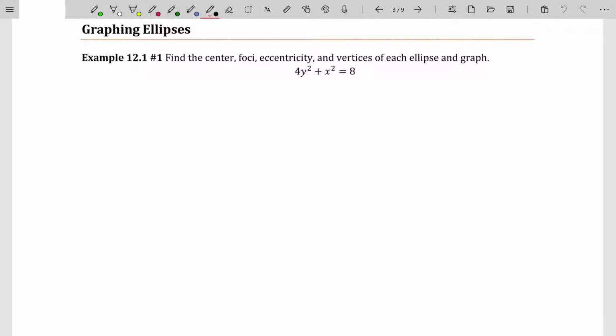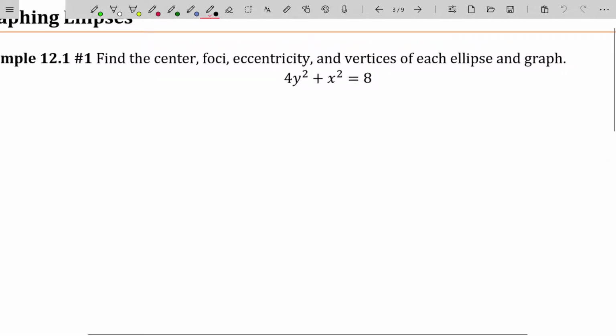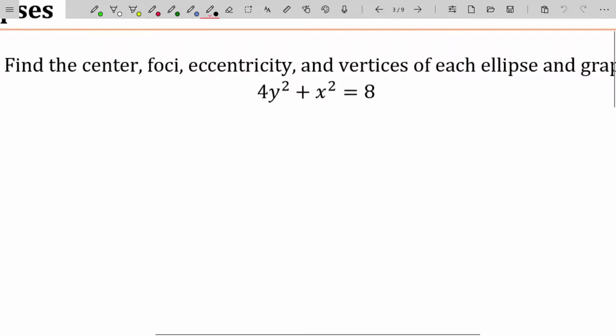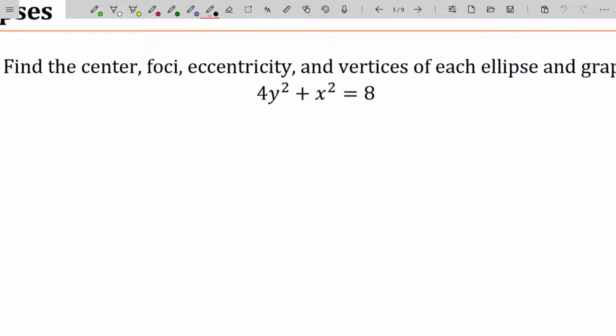All right, so the first thing you need to do with a problem like this is get it into a standard form where the right-hand side is 1. So to do that, we're going to divide both sides by 8. And dividing both sides by 8, you get y squared over 2 plus x squared over 8 is equal to 1.